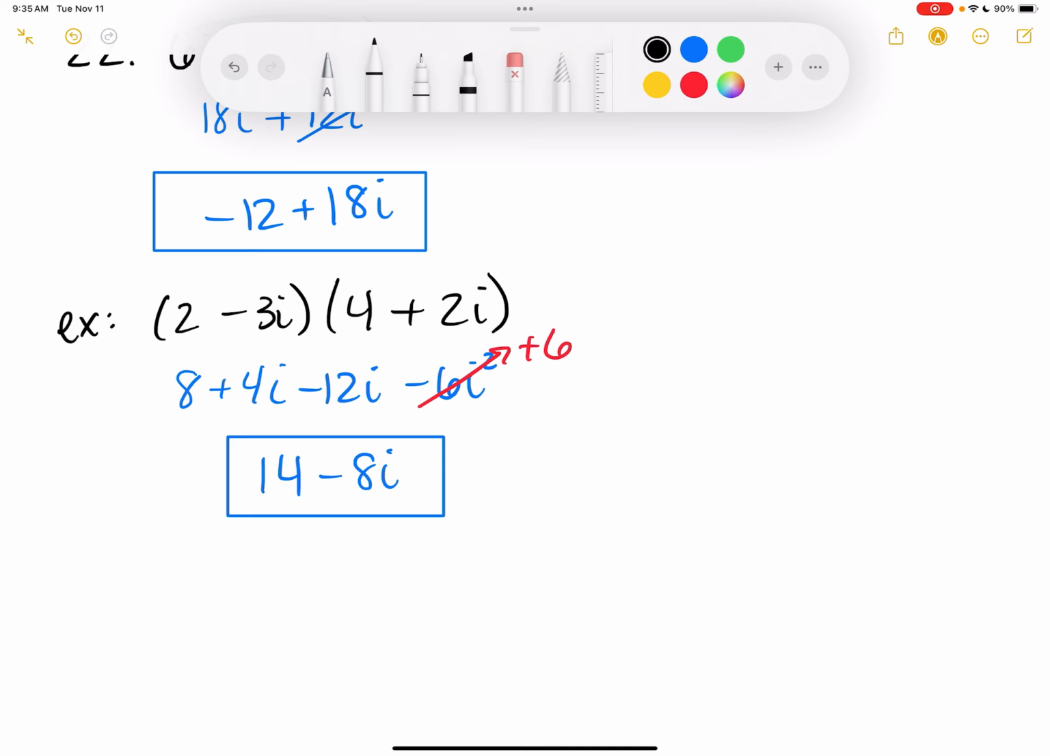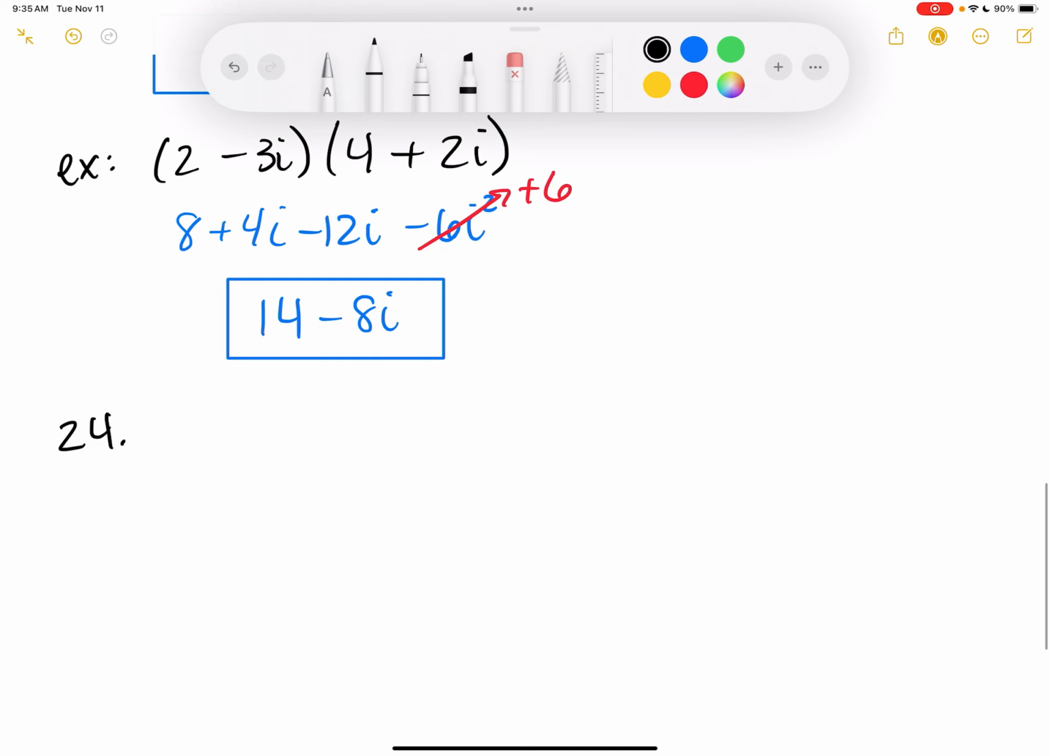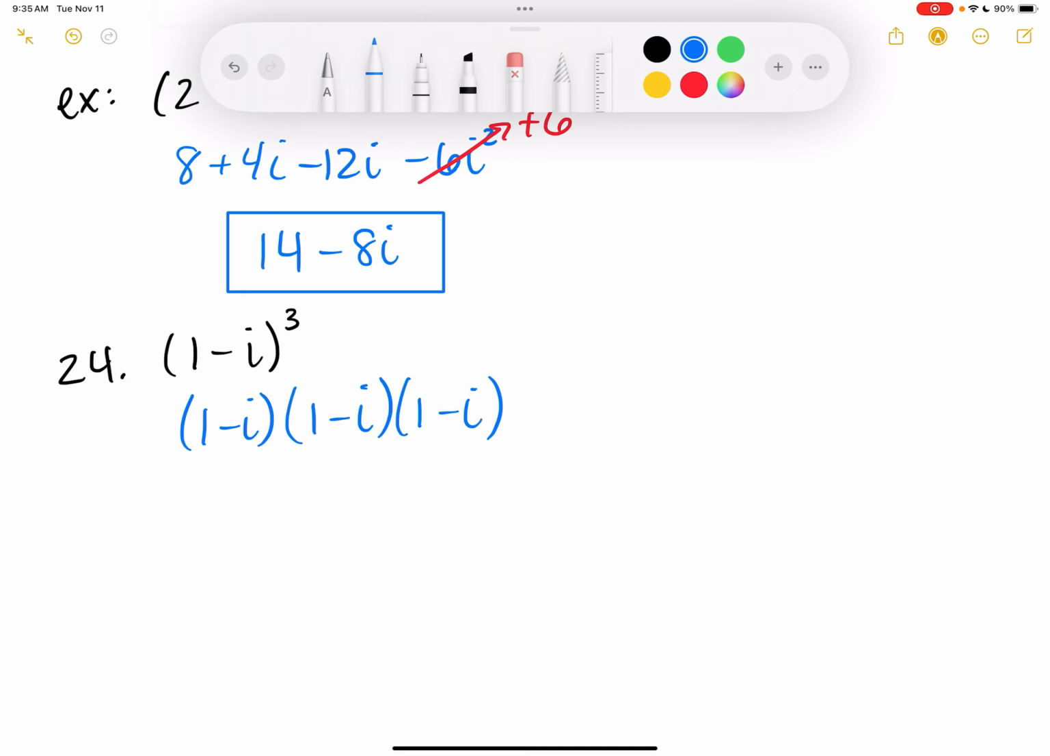Number 24. 1 minus i cubed. So this means 1 minus i times 1 minus i times 1 minus i. So I'm going to multiply two, and then I'm going to get that one, and then I'm going to multiply it by this one over here. Just makes it easier. So these first two multiplied together, I get 1.